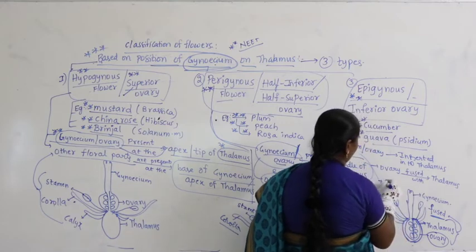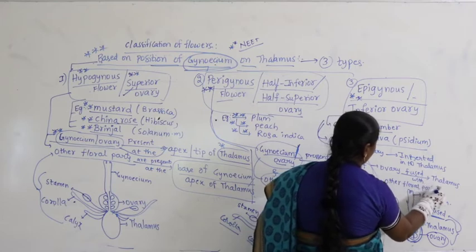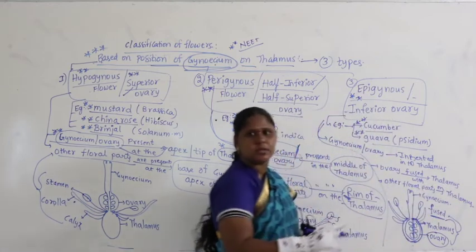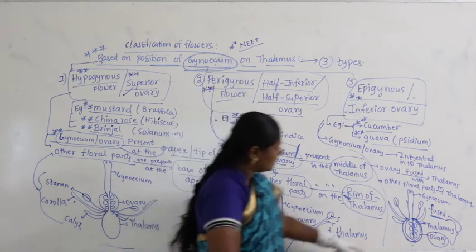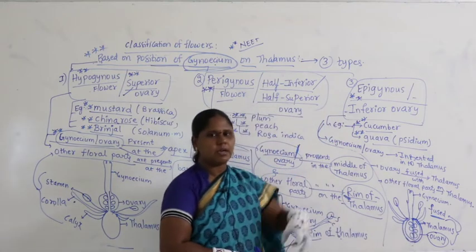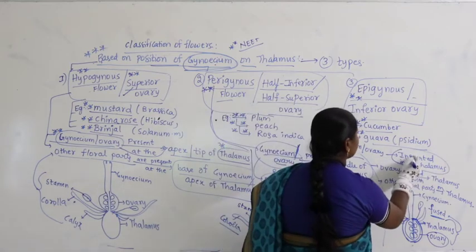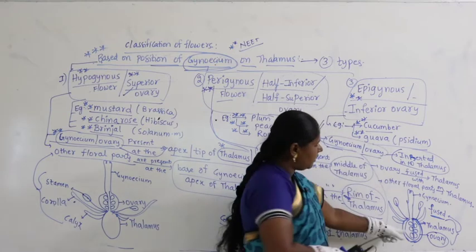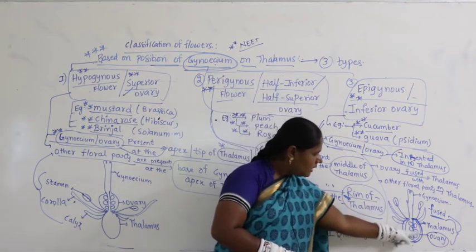And what about other floral parts? Other floral parts are on the thalamus. I hope this is visible. So, here what you have to understand is this is the ovary part. The ovary is present within the thalamus, completely inserted into the thalamus. Gynoecium or ovary is inserted into the thalamus. So, the ovary part will go completely into the thalamus.